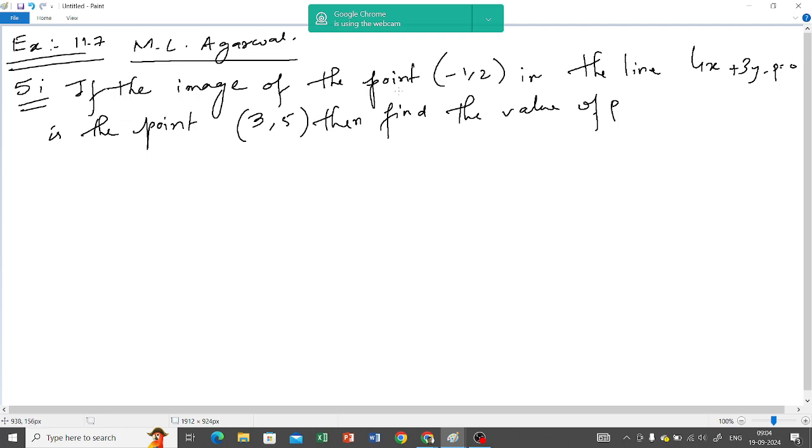If the image of the point minus 1 comma 2 in the line this is the point this, then find the value of p.